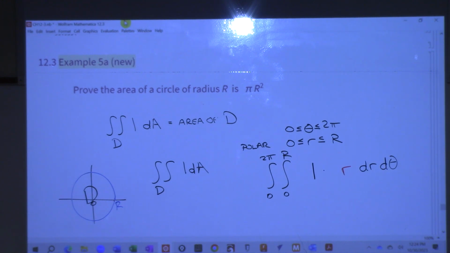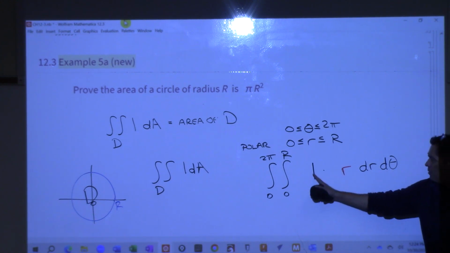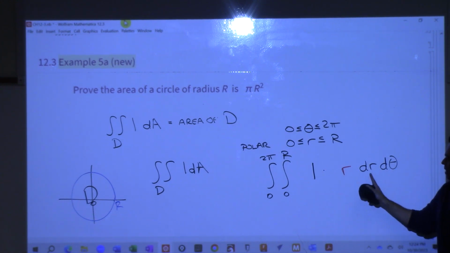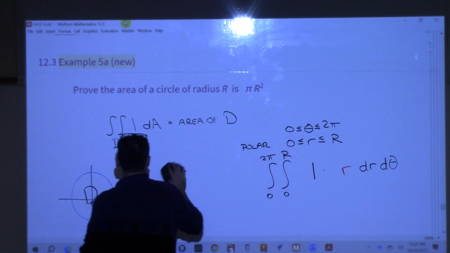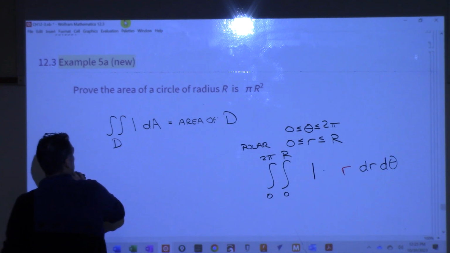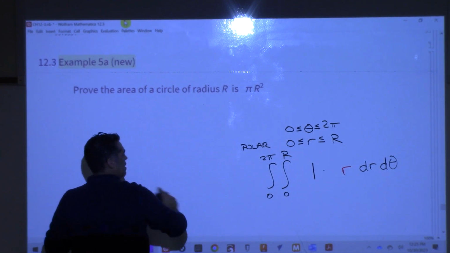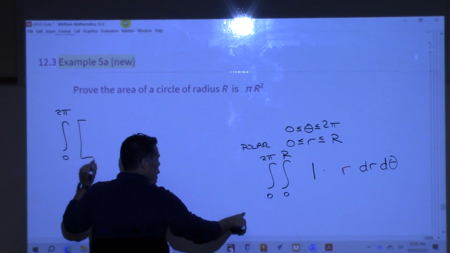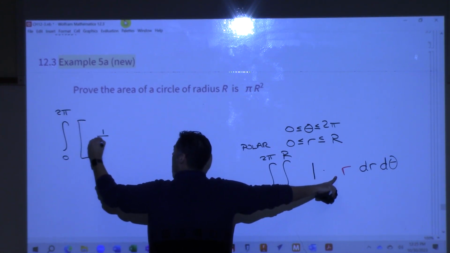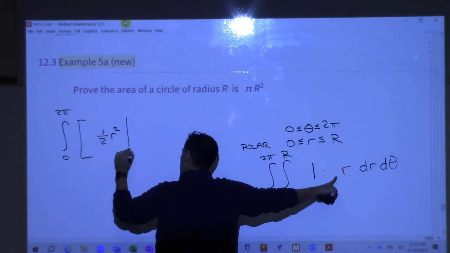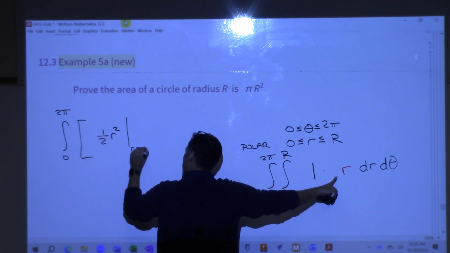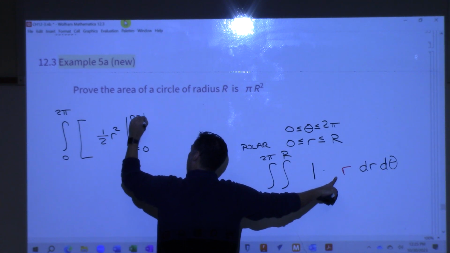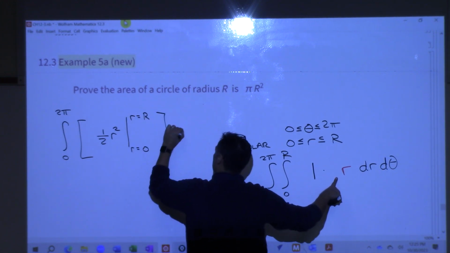We're doing it. We're not going to go to a computer for this. This is just r, right? Let's do the inner integral. What's the antiderivative of r with respect to little r? 1/2 r squared. Okay, so what we get here is integral 0 to 2 pi. The inner integral, you said the antiderivative of that was 1/2 r squared, and we're evaluating that from r equals 0 to r equals capital R, d theta.